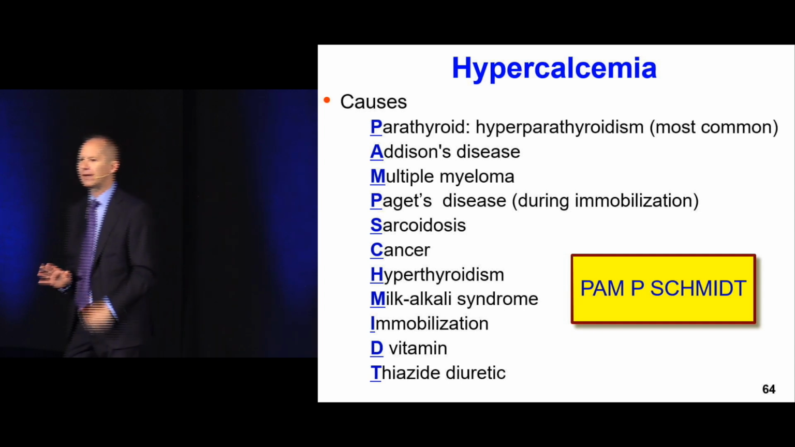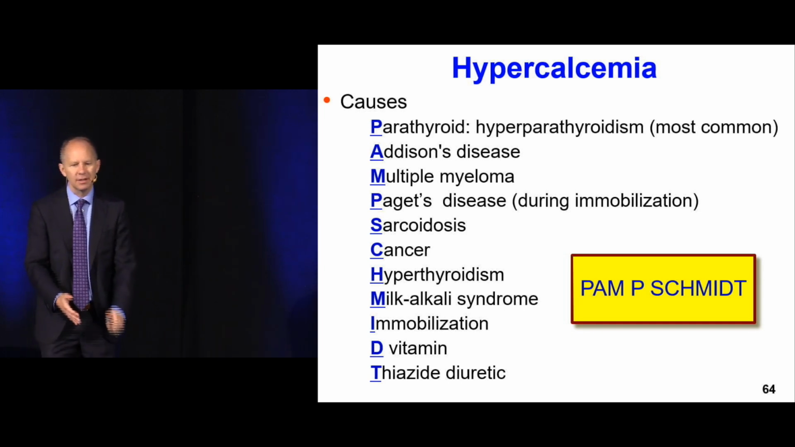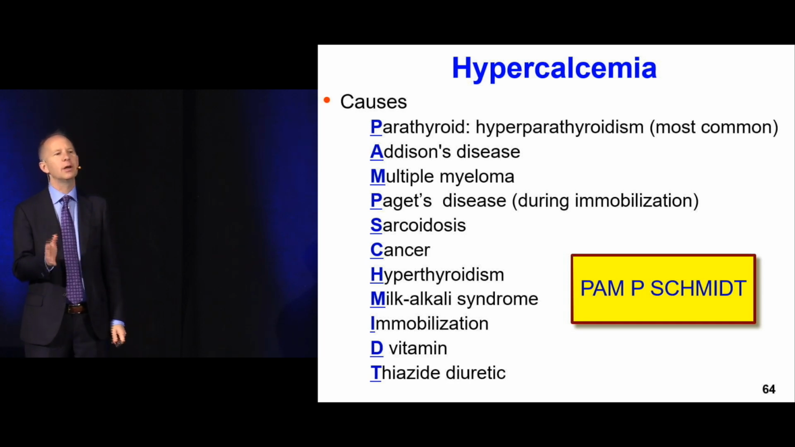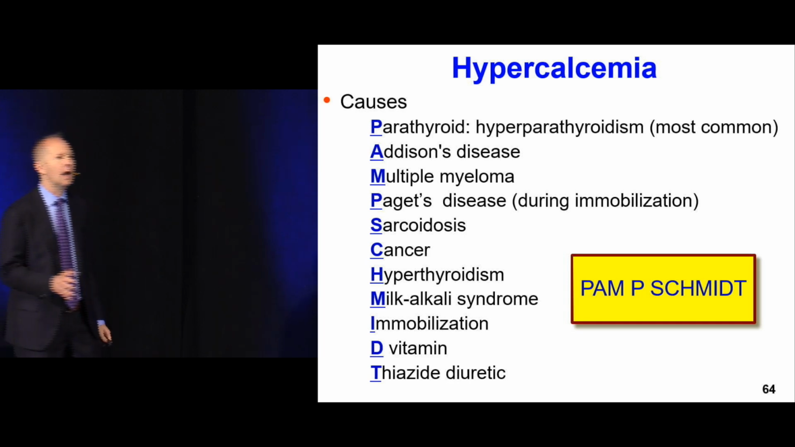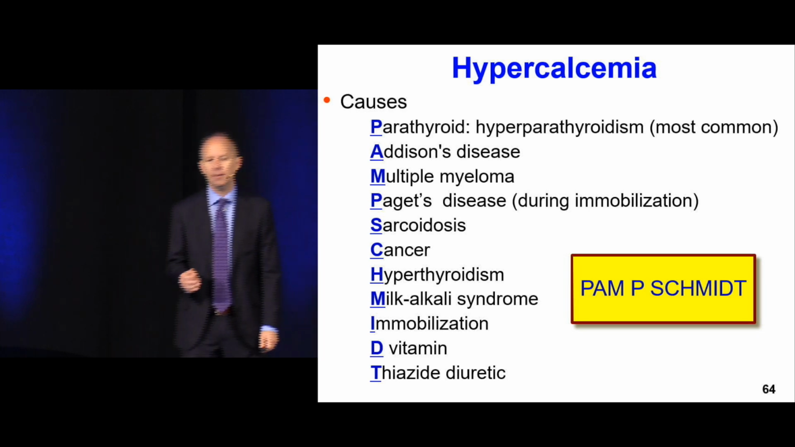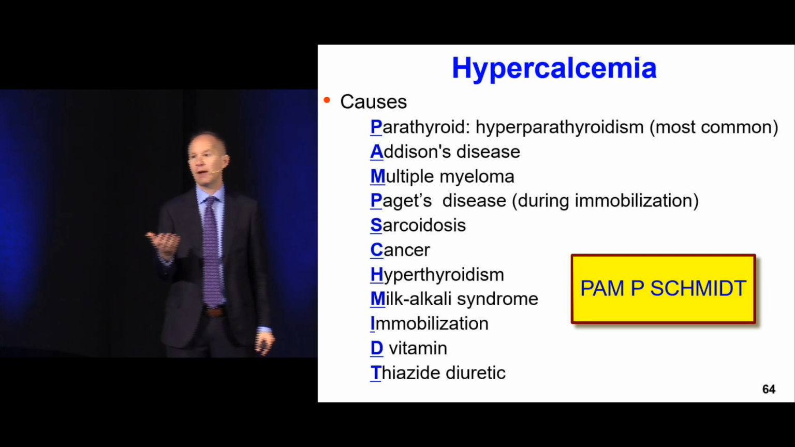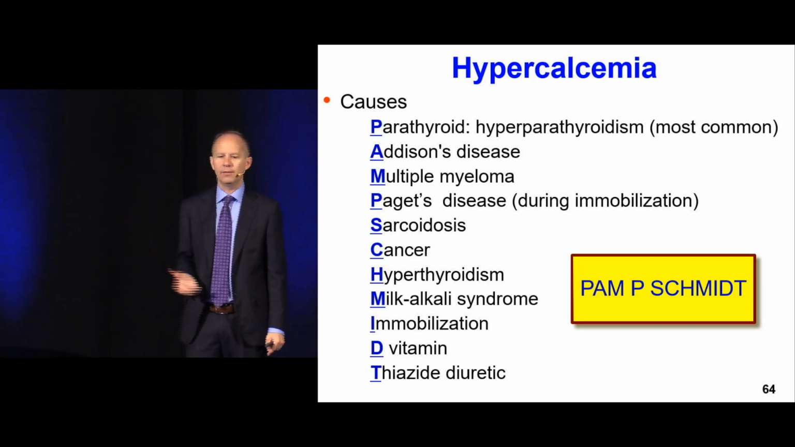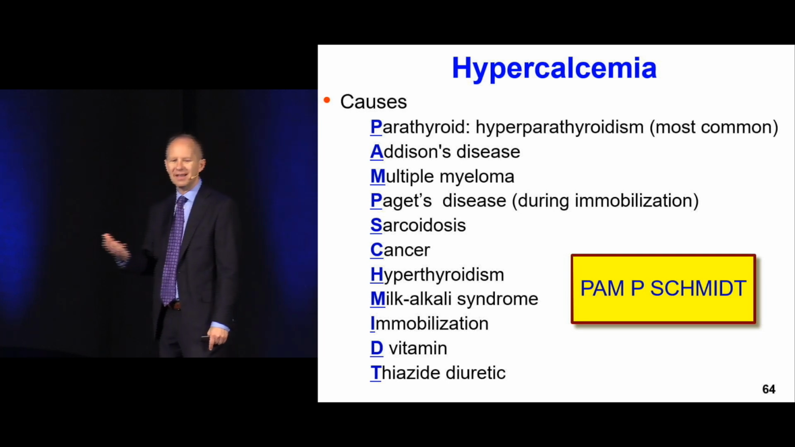This is a mnemonic. Again, I'm not a huge mnemonic fan. This is Pam P. Schmidt. I don't think you probably need to know every single one of these for the EM boards, but this is a bunch of causes of hypercalcemia. Some of these are clearly fair game. The first one is, right, hyperparathyroidism. Yeah, that's the fair game one for sure. Addison's, not so much.